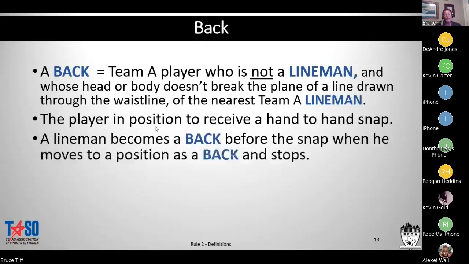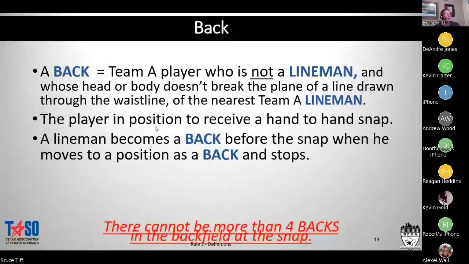All right, a lineman becomes a back before the snap when he moves to a position as a back and stops. So you could see a formation where someone is initially lined up as a lineman, and then they, what we would say, shift to the backfield. So they would move to the backfield and then stop. The stopping there is key. They have to do that or we would have a foul at the snap.